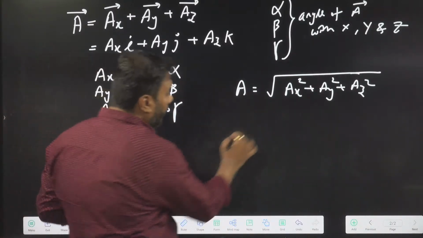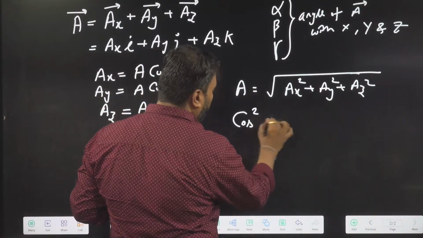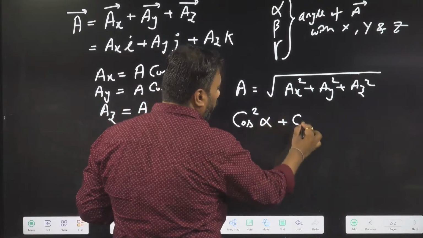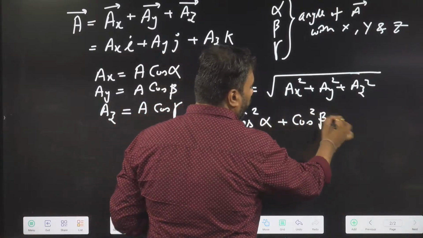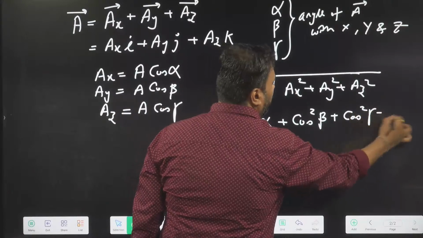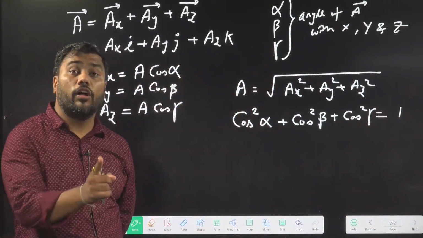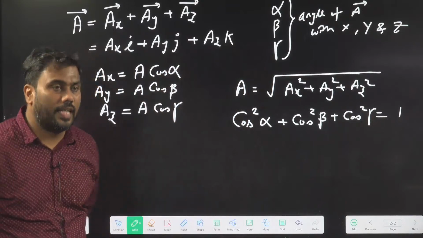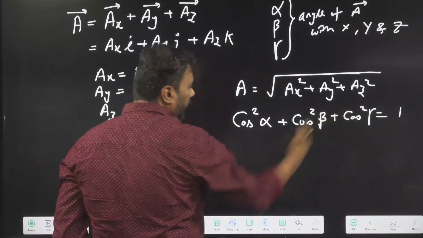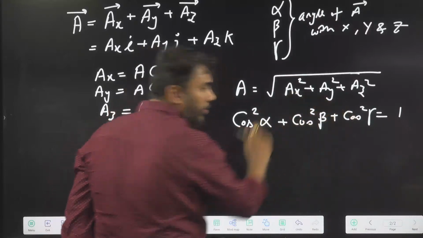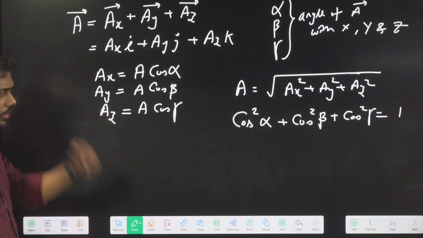And one more property, I almost forgot to tell you, let me revise the property. Cos square alpha plus cos square beta plus cos square gamma is 1. Cos alpha, cos beta, cos gamma are called direction cosines. So the sum of squares of direction cosines is 1. We have covered this property.